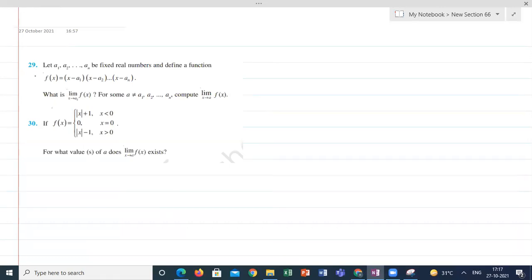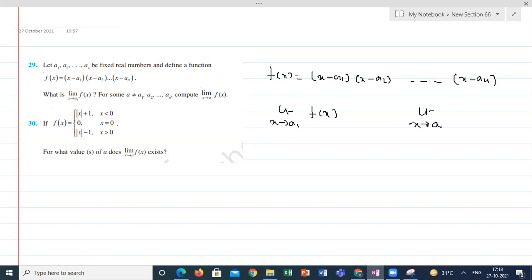Let a1, a2, and an be fixed real numbers and define a function f of x equal to x minus a1 into x minus a2 and so on up to x minus an. Compute the limit as x tends to a of f of x, for some value a that is not equal to a1, a2 and an.